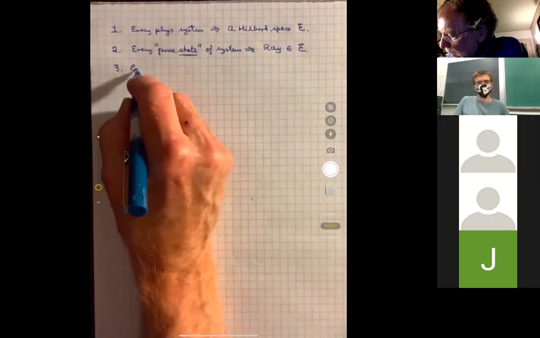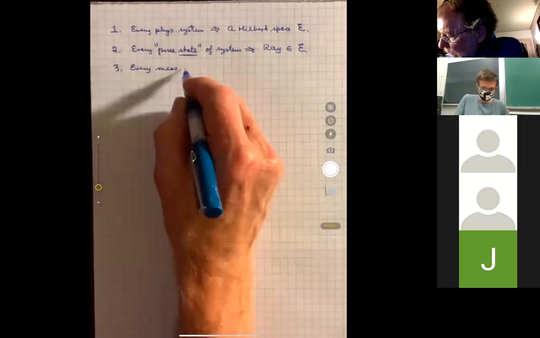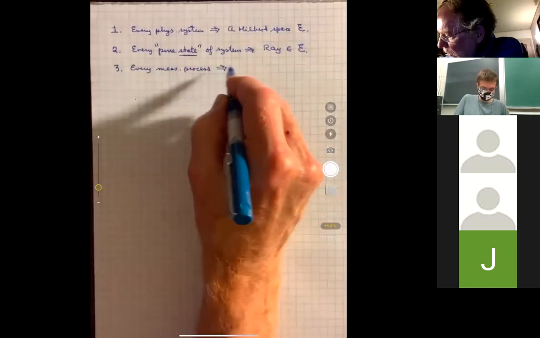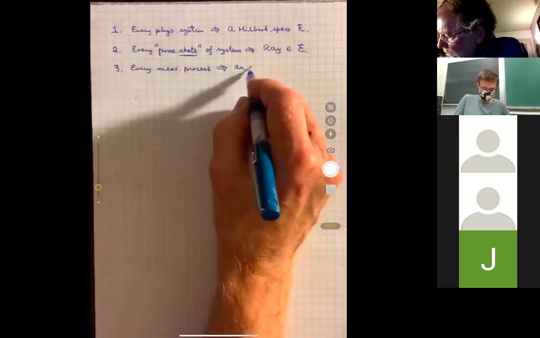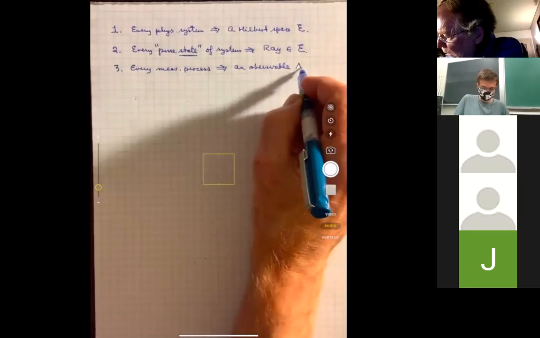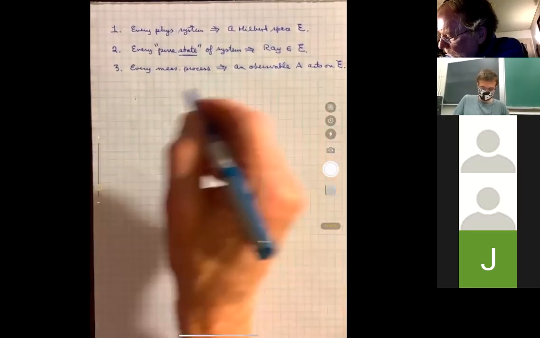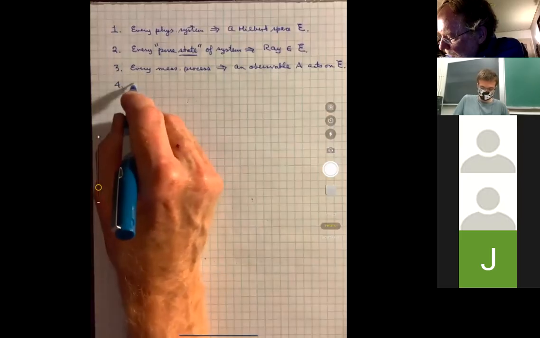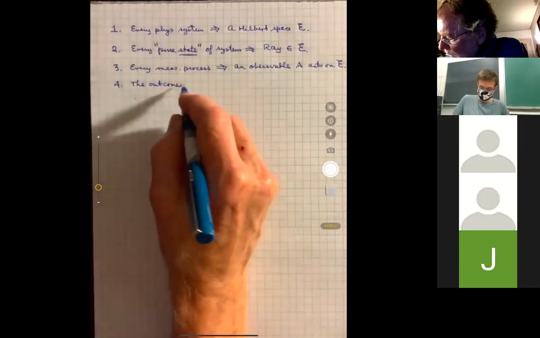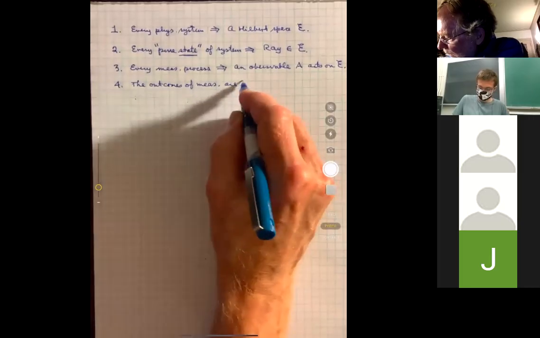The third postulate is that every measurement process that can be carried out on the system corresponds to an observable, which I'll indicate by the general notation A, which acts on the Hilbert space E. The fourth statement is that the outcomes of the measurement of A are the eigenvalues of A.